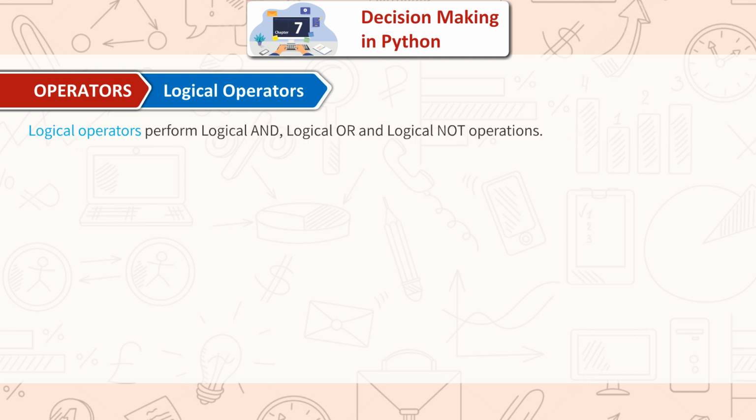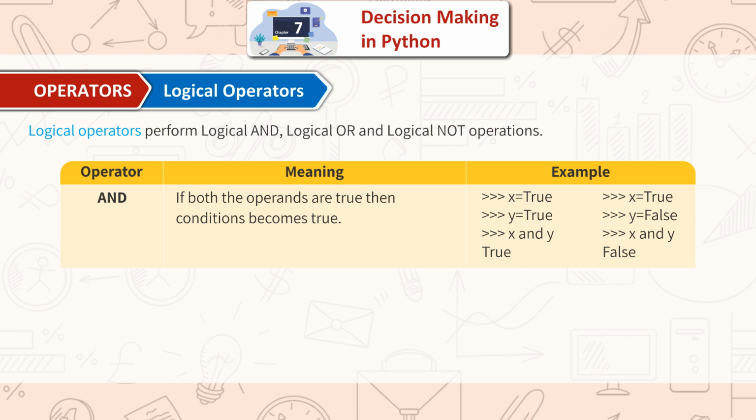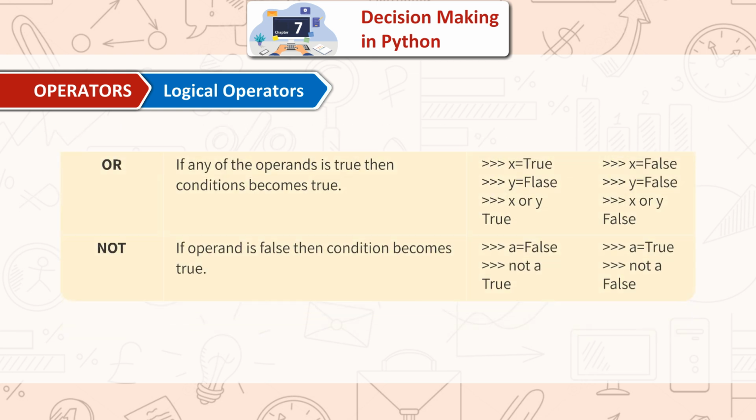Logical operators. Logical operators perform logical and, logical or, and logical not operations. Operator, meaning, example. And: if both the operands are true, then condition becomes true. X is equal to true, Y is equal to true, X and Y, true. X is equal to true, Y is equal to false, X and Y, false. Or: if any of the operands is true, then condition becomes true. X is equal to true, Y is equal to false, X or Y, true. X is equal to false, Y is equal to false, X or Y, false. Not: if operand is false, then condition becomes true. A is equal to false, not A, true. A is equal to true, not A, false.